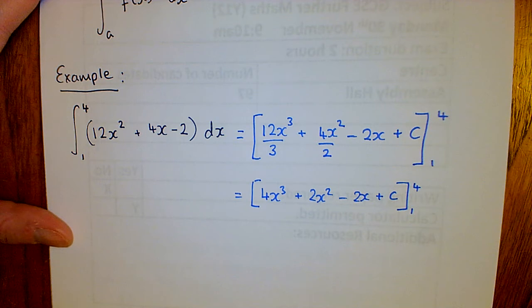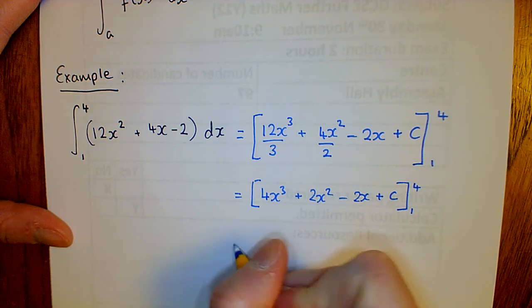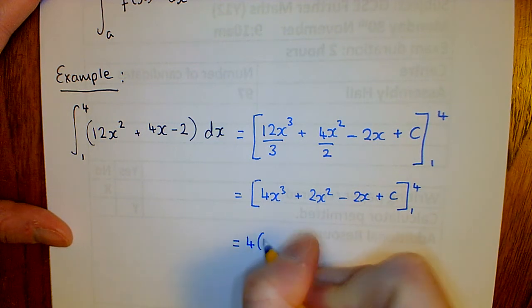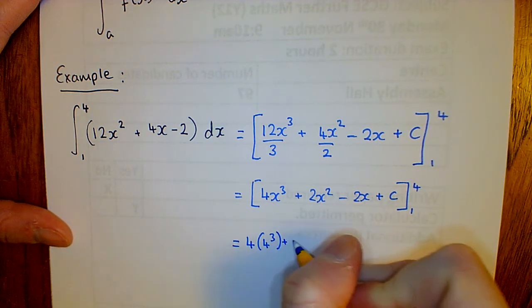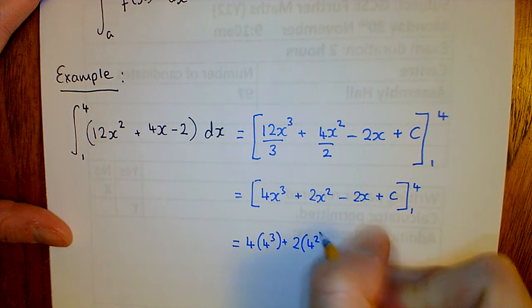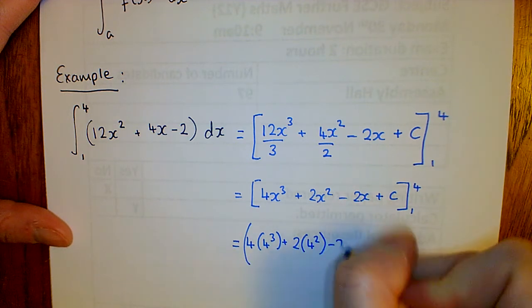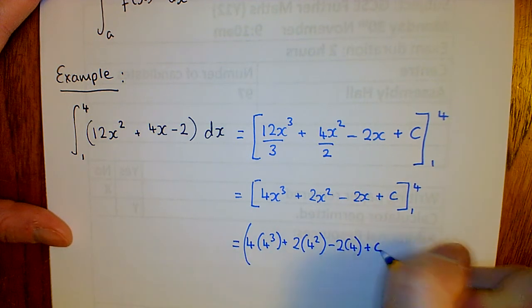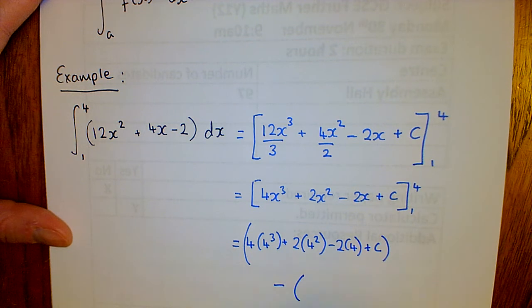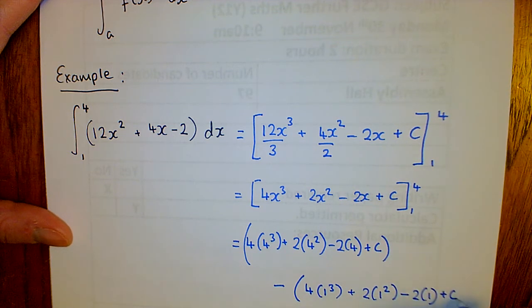Okay, now to put the limits in, we put the top limit in. So wherever we see x, you're going to replace it with 4. Then we put the bottom limit in, so wherever we see x, you're going to replace it with 1. And we take the two things away. So we have 4 times 4 cubed plus 2 times 4 squared. This is putting 4 in. Minus 2 times 4 plus c. And then we're going to take away putting 1 in. So 4 times 1 cubed plus 2 times 1 squared minus 2 times 1 plus c.